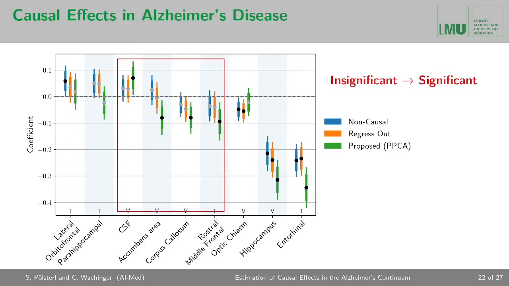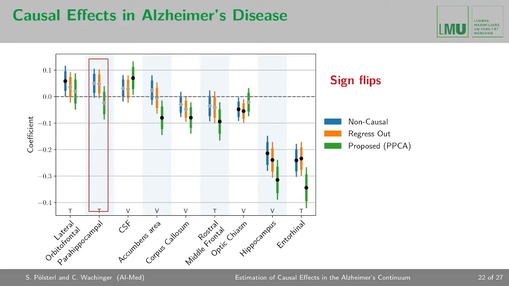The second group comprises regions that are not significant in the non-causal model, but are significant in our model. Of those, accumbens area undergoes the most dramatic change. It goes from a close to 0 effect to a significant negative effect. This appears to be reasonable because the accumbens is part of the limbic circuit, and thus it is vulnerable to degeneration during cognitive decline. I also want to highlight the effect of parahippocampal thickness.